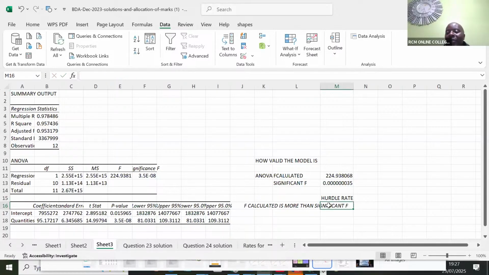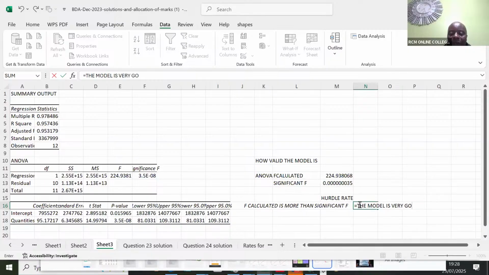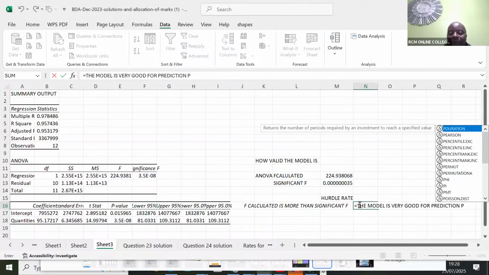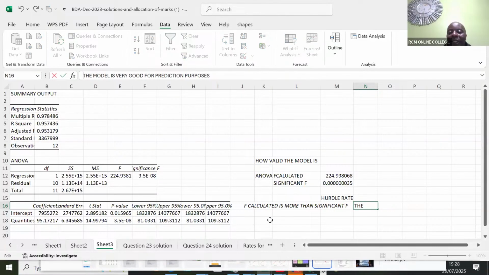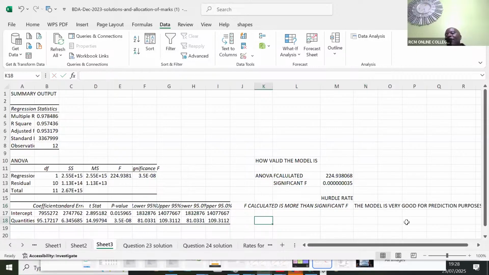This then means that, ladies and gentlemen, this means what here? This basically means that the model is very good for prediction purposes. It means that the model is very good for prediction. What here? For prediction purposes. So whenever this F calculated, the one that is written here, just F, whenever it is bigger than this, it means that the model is really good for prediction purposes.